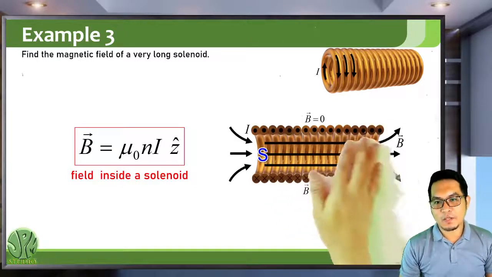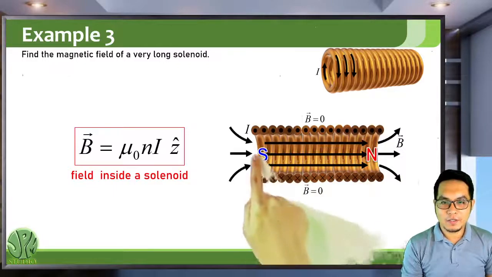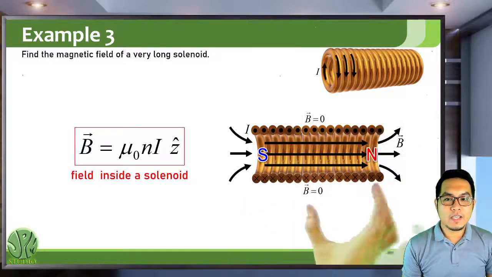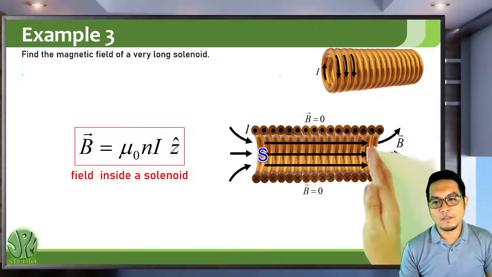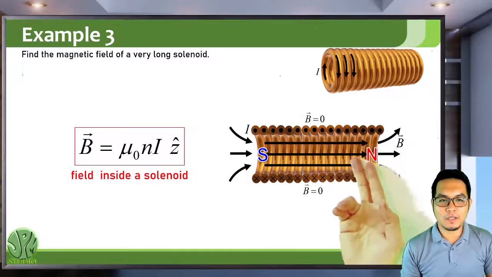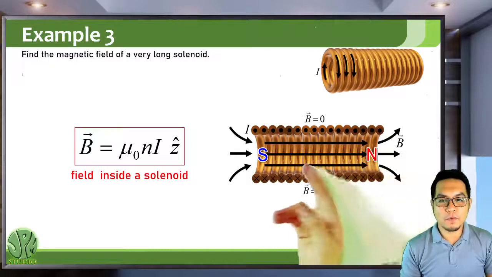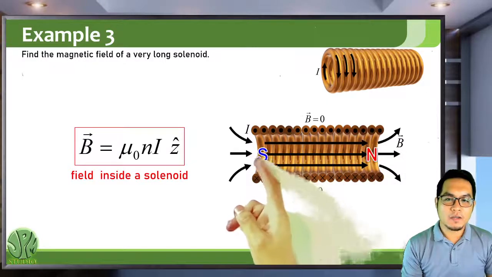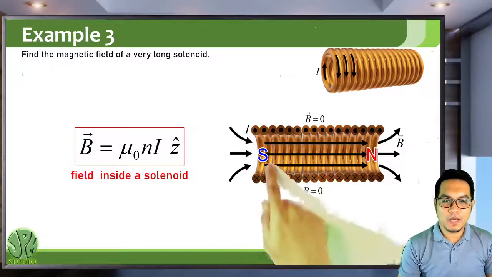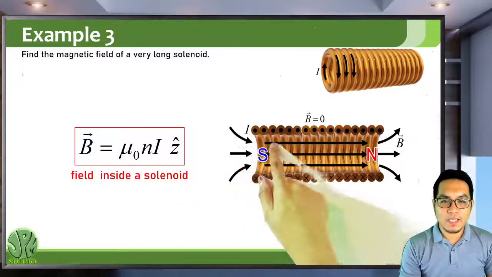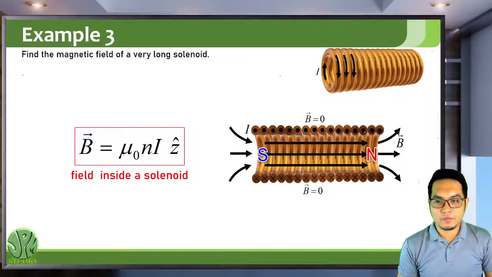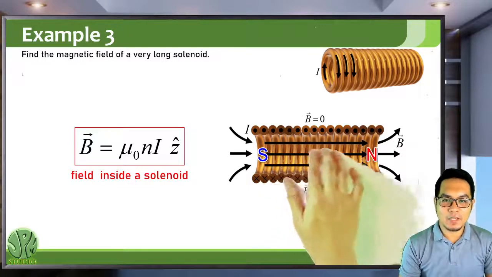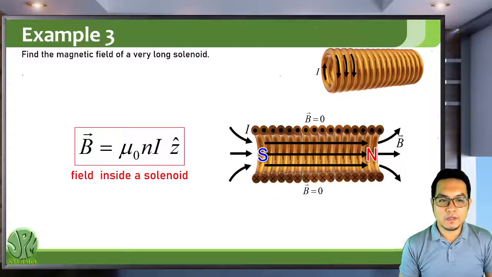So this is what the cross section looks like. This is an electromagnet. One part of the solenoid acts as a north pole, and the other acts as a south pole. But this magnetic field is only inside the solenoid. Actually, not necessarily along the axis, but inside the core of the solenoid, it's uniform.